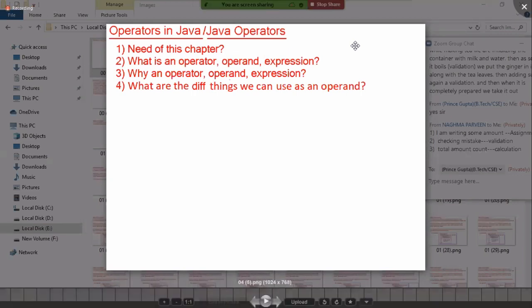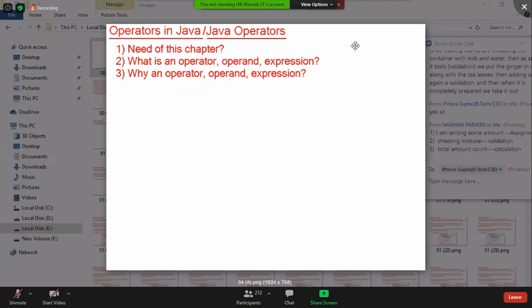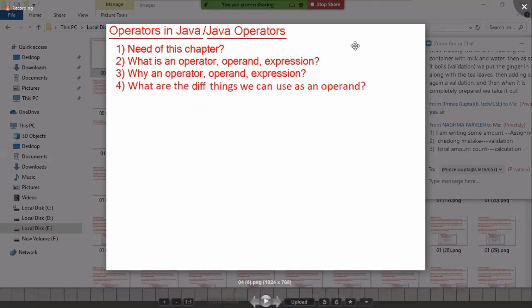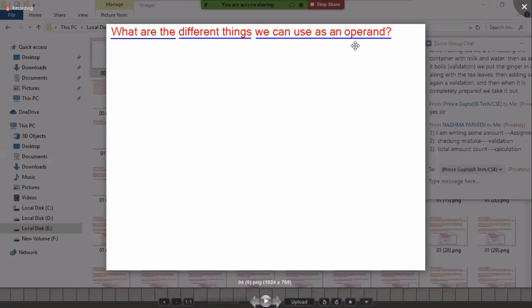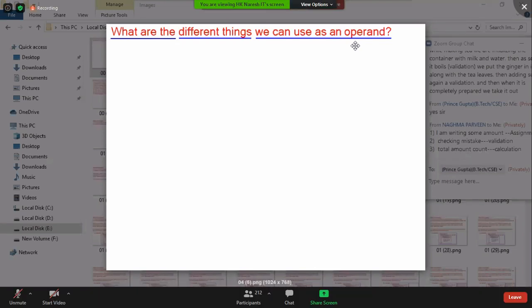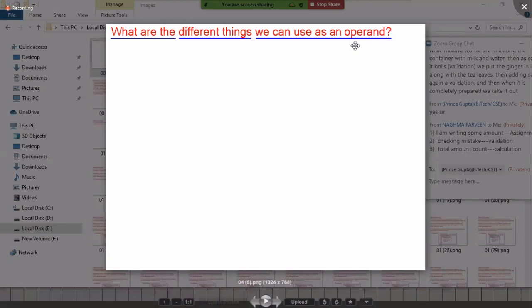Now this is the most important point. These three points you might have come across already in academics, but this is the very, very important point. What are the different things we can use as an operand? Operand means what? Plus operator, left side, right side. Operator is meant for what? Expecting some value. Whichever thing contains a value or generates a value, that thing we can use as an operand. Operand is a value which is an input to the operator to execute.